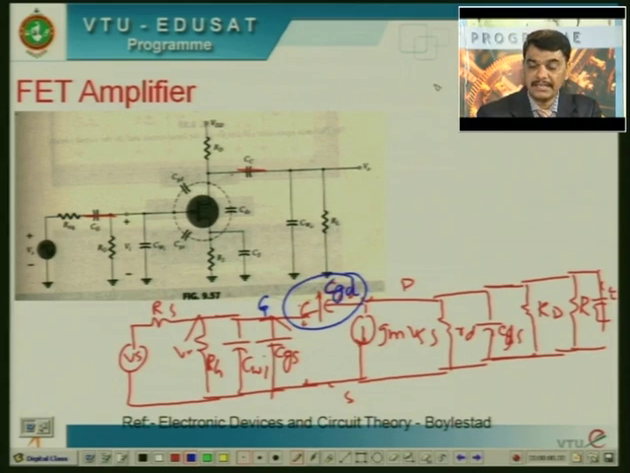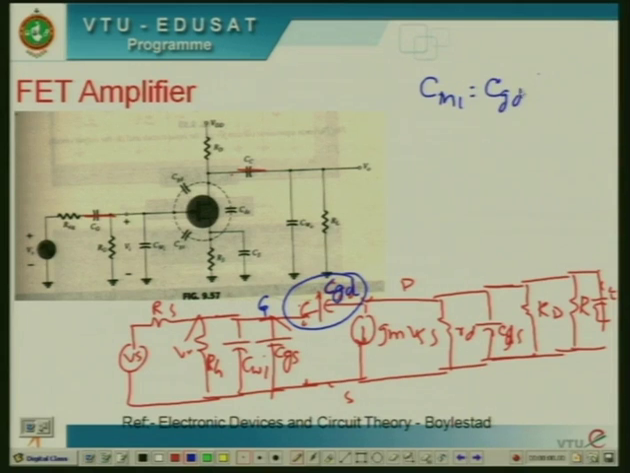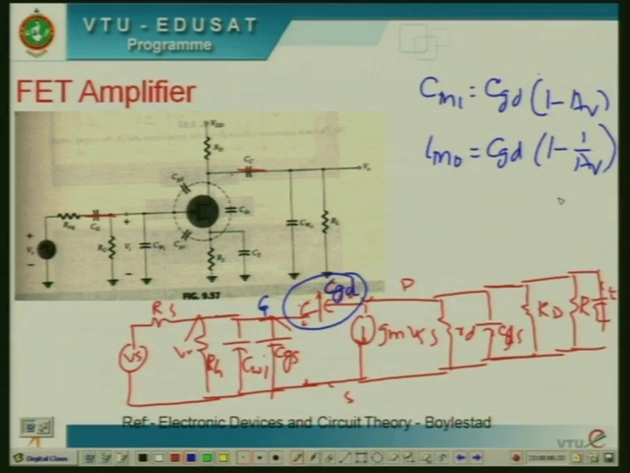Hence, you are going to get a Miller input capacitance given by CMI is equal to CGD into (1 minus AV), and CMO is equal to CGD into (1 minus 1 by AV). Okay. Then this circuit is to be replaced with its equivalent capacitances. Hence, if you are rewriting this circuit, if you replace this circuit with its equivalent circuit, then that circuit looks like this.